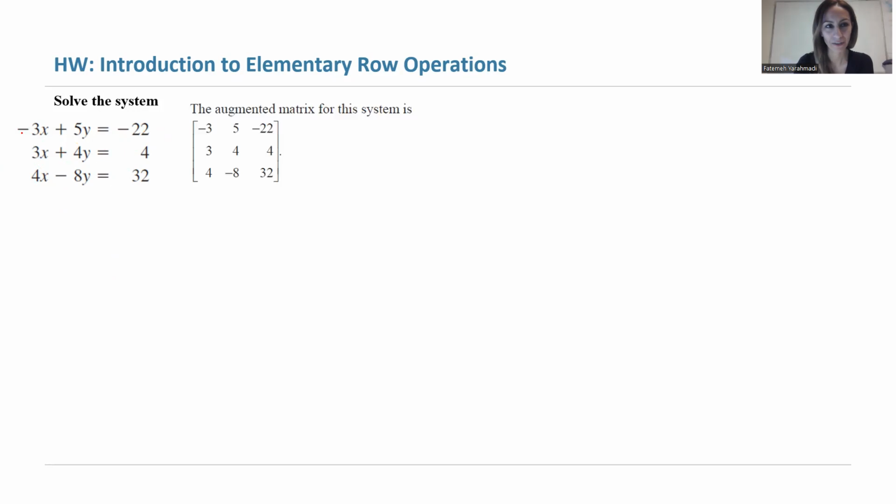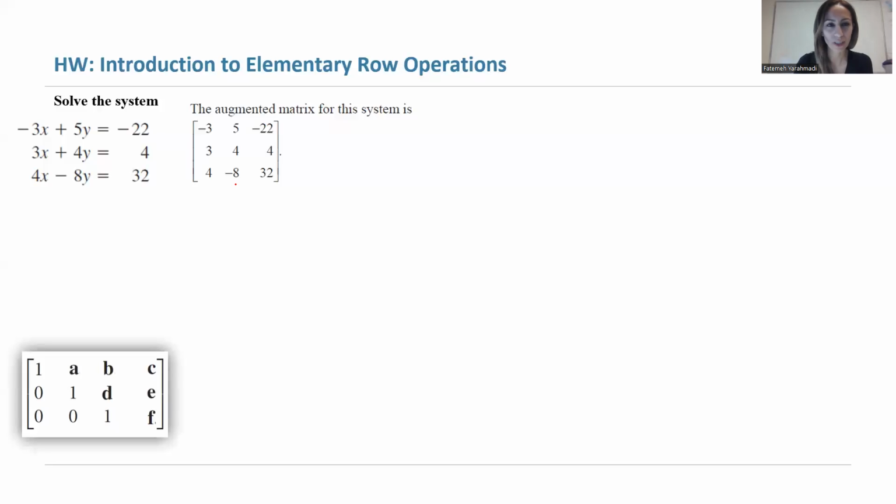You have -3 times x to end up with -3, plus 5y. So you have 5 as the second entry on the first row. And finally, the constant term is -22, which is written here. From the second equation, you get the second row of the matrix, which is 3, 4, and 4. From the last equation, you get the third row of this matrix, which is 4, -8, and 32.